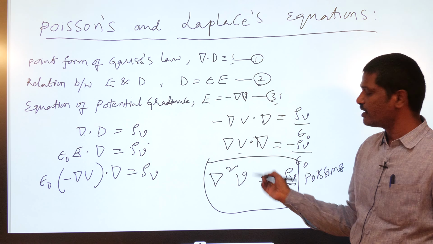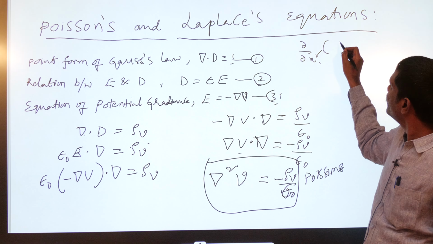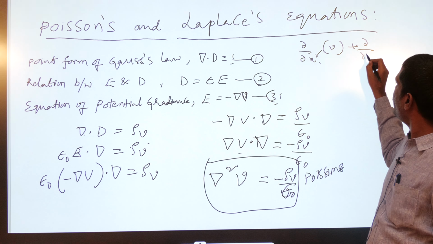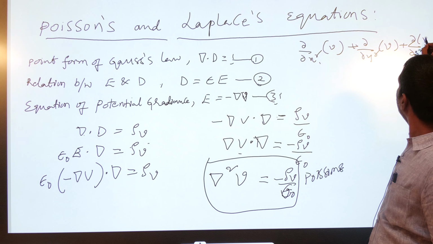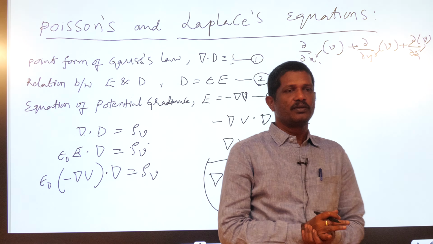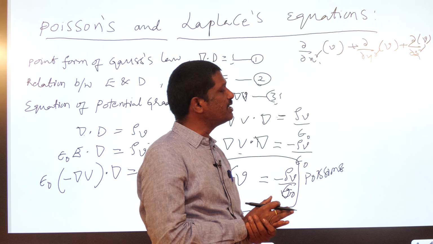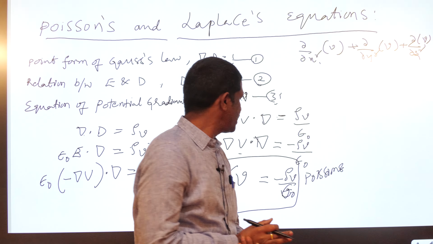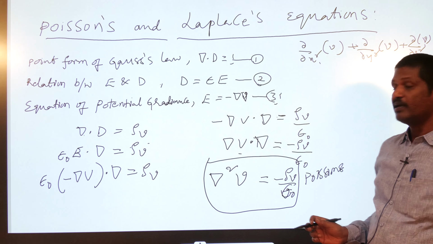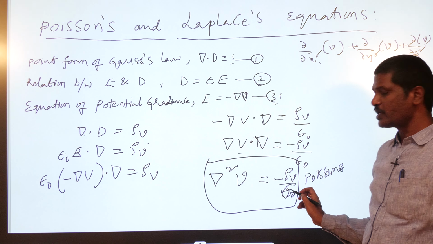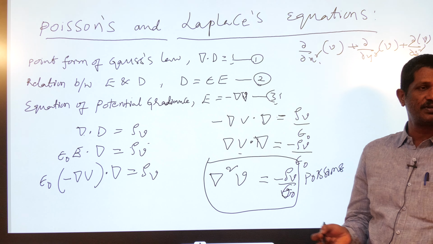So what is del square V? Dou by dou x square of V plus dou by dou y square of V plus dou by dou z square of V. This del square V is a scalar operator. The scalar operator acting upon the scalar potential gives the volume charge density, subject to the free space condition epsilon naught. So that is the Poisson's equation.